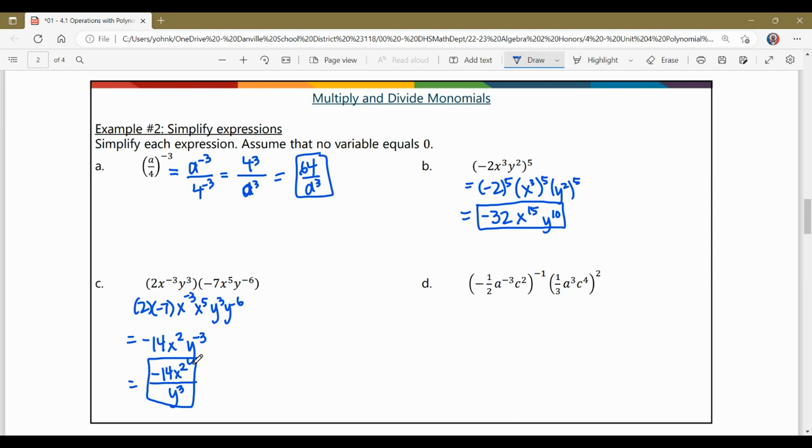Awesome. All right. Letter D, I've got 2 kinds of problems in one. I have 2 powers of a product, so I need to share each power with each product. So -1/2 to the -1st, a to the -3rd to the -1st, c squared to the -1st, that's our first quantity. And then we have 1/3 squared, a cubed squared, and c to the 4th squared.